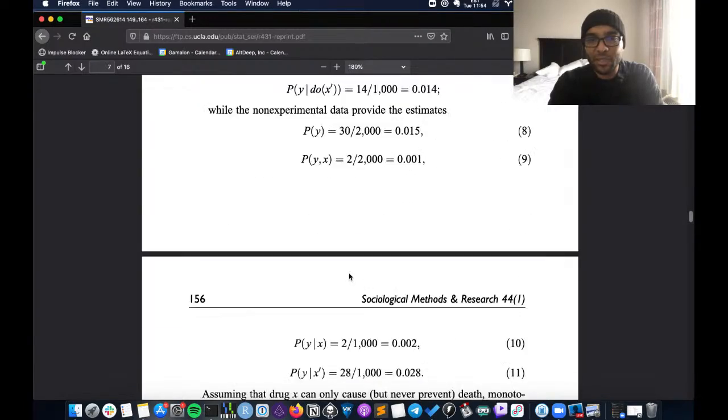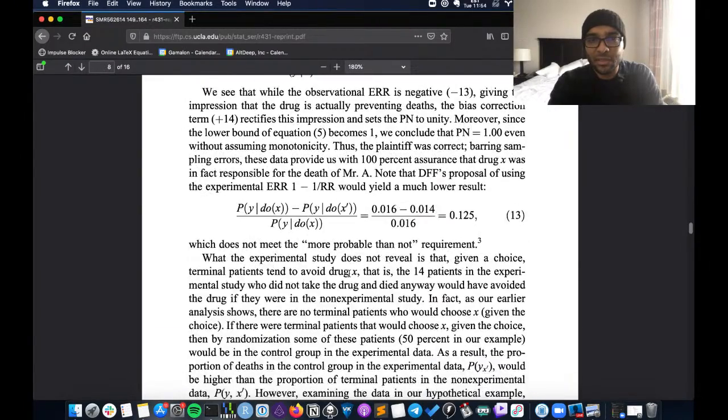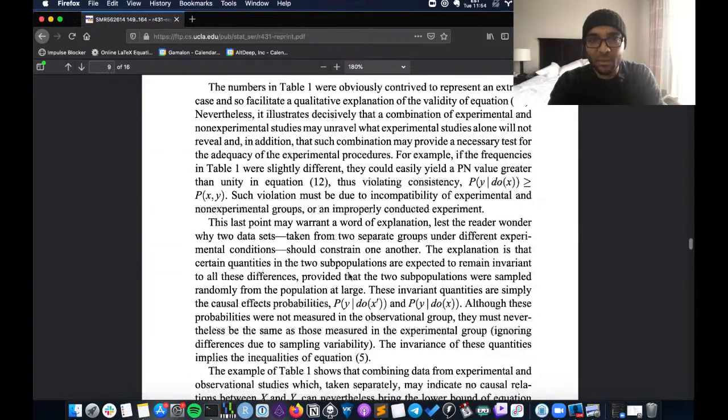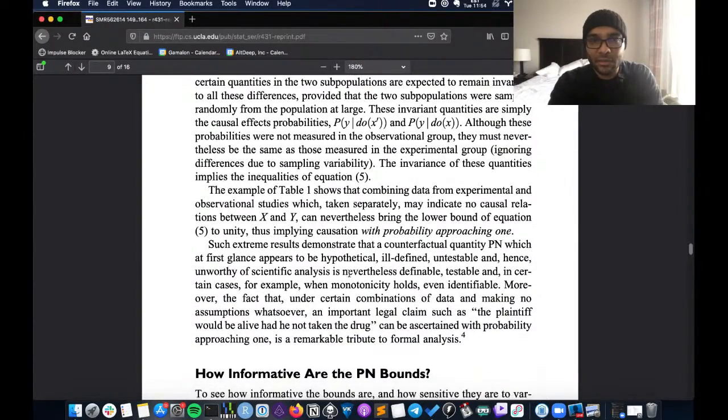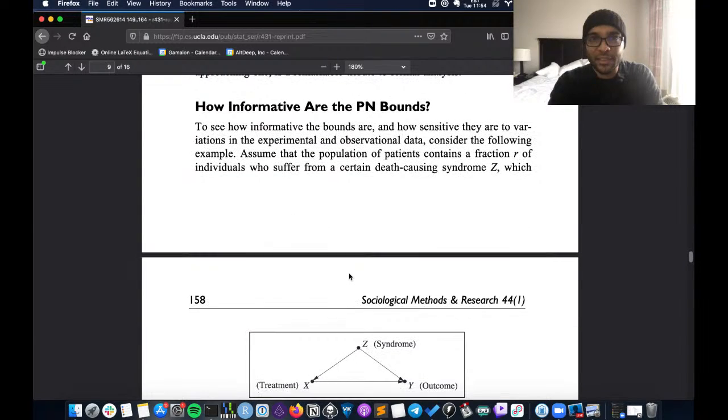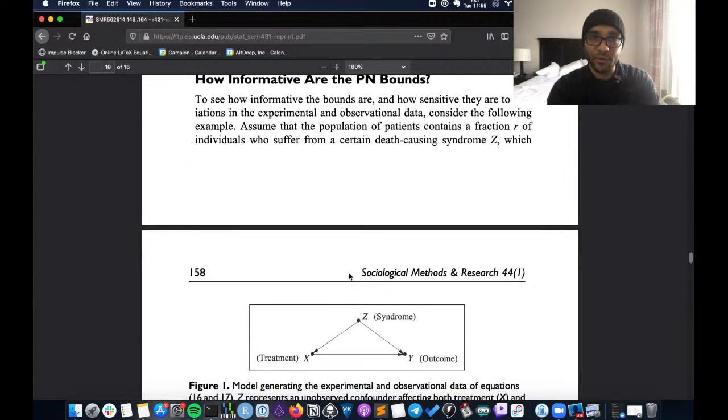Numerical example, I'm not going to work through that. We have a table there, it's going to work. Let's continue with the arguments here. With 6 minutes left. To see how informative the bounds are and how sensitive they are to variations in the experimental and observational data, consider the following example.